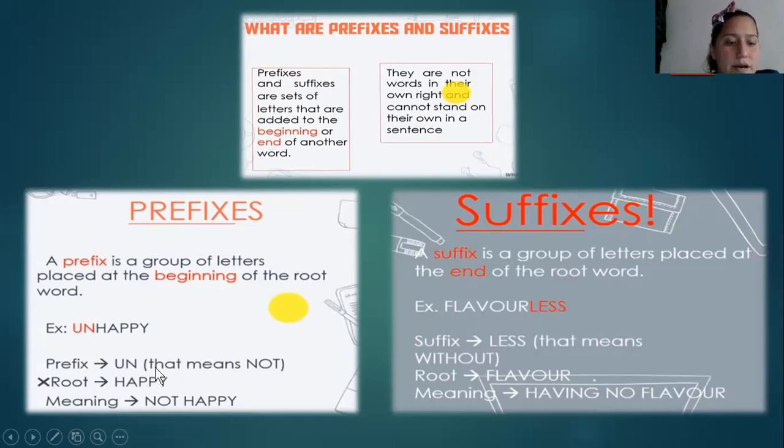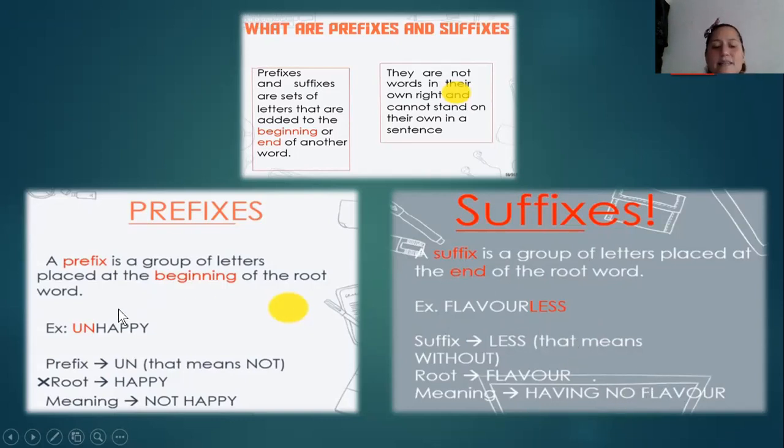A prefix could be un, that means not, o infeliz. Suffixes. A suffix is a group of letters placed at the end of the root of a word. Flavorless. Less is the suffix in this case. Less means without. Que no hay. Without. Have no flavor. The meaning is have no flavor.